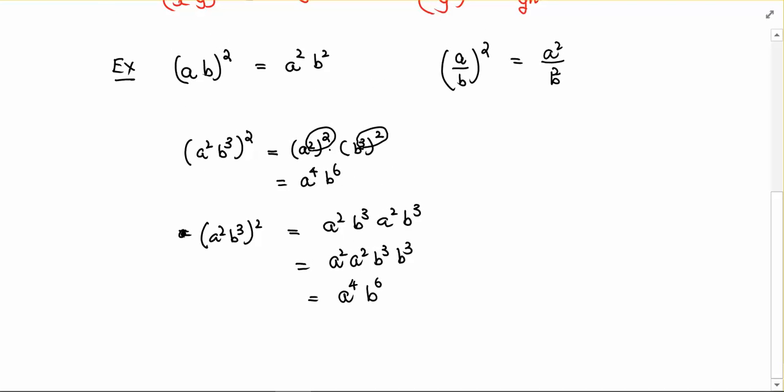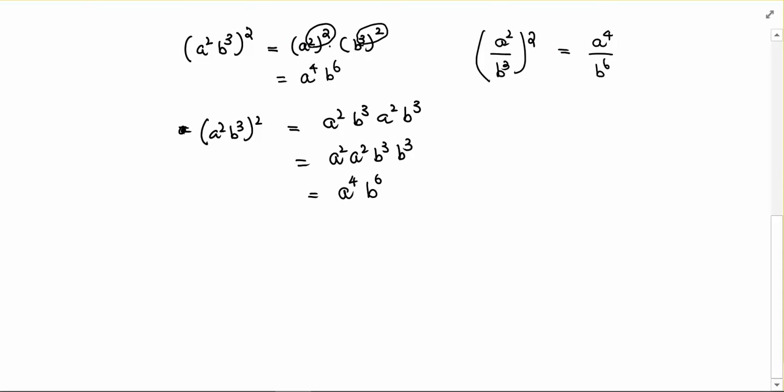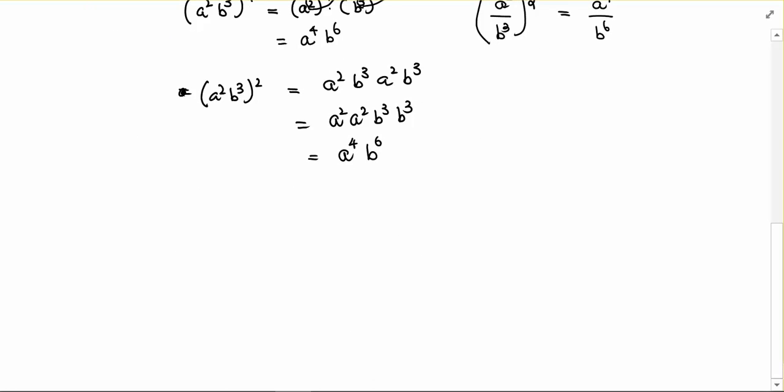This is also true for the quotient. So if I had a squared over b cubed, squared, well then this is a to the fourth over b to the sixth. So that's the power rule for product and quotient. And then finally, we have the expanded power rule.